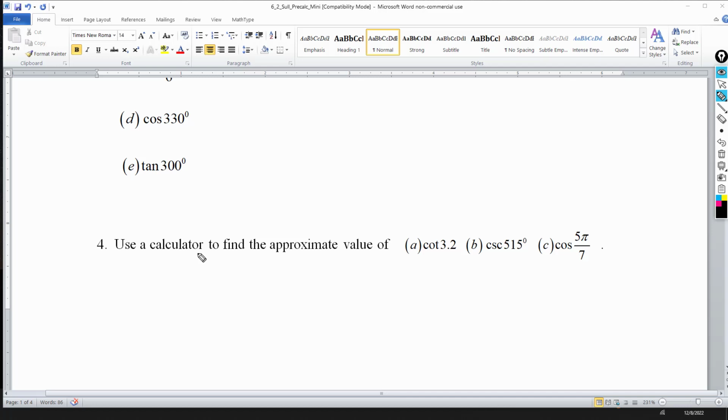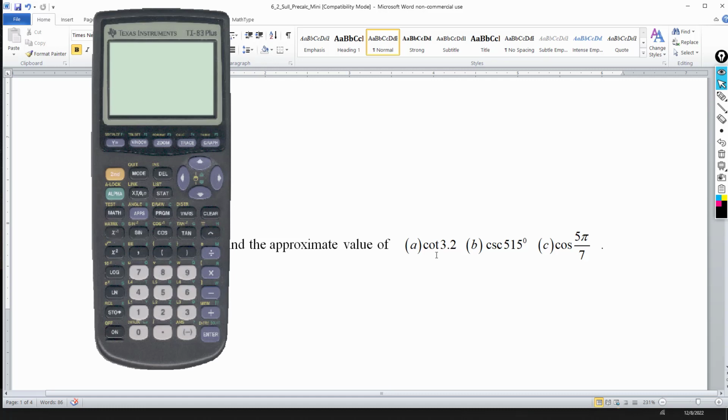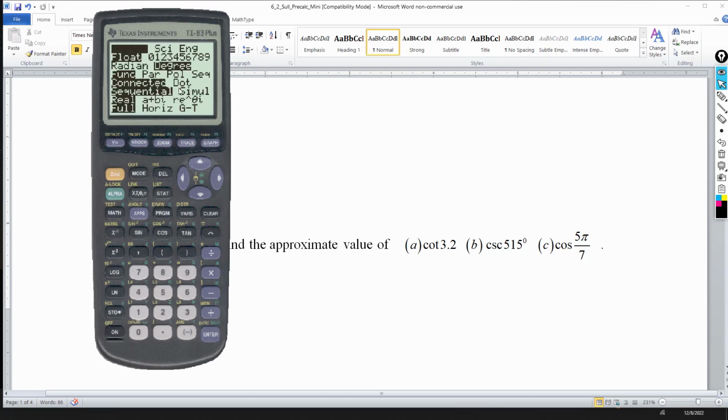Now we're just using a calculator to find the value of cotangent at 3.2, cosecant at 515 degrees, and so on. So A is in radians, and C is in radians. B is in degrees. So let's do the ones in radians first. Go to mode. The calculator is set to degrees, so you want to make sure you put it on radians first. So click enter there.